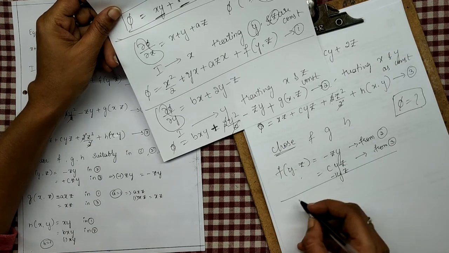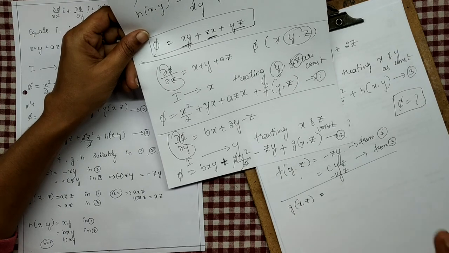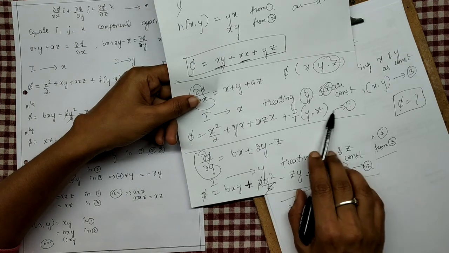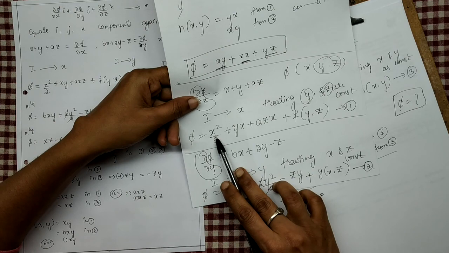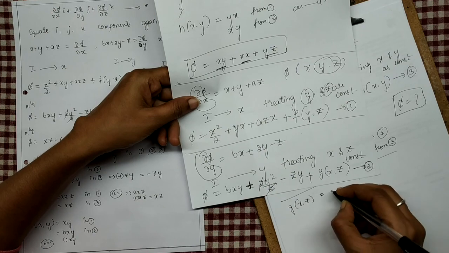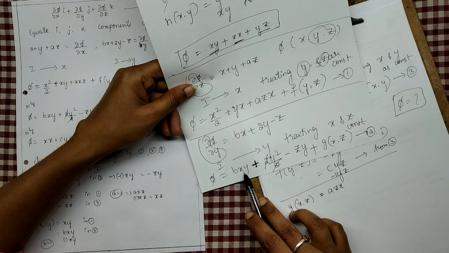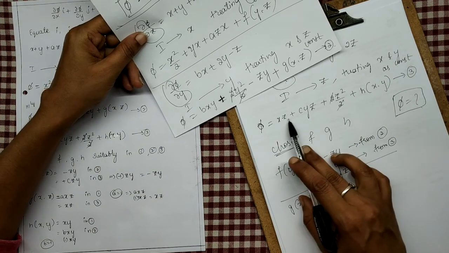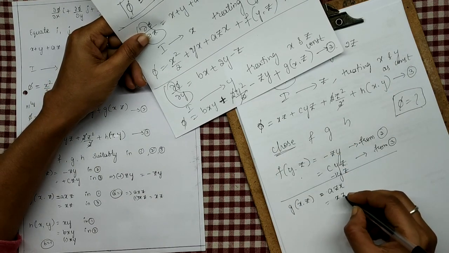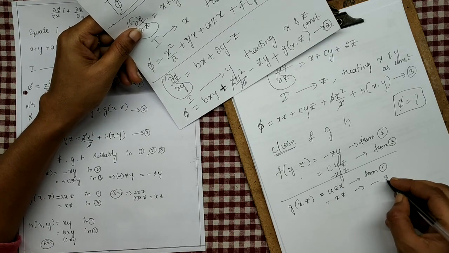Now next, g is a function of x and z. Let us choose a term which is purely a function of x and z. In the first equation, axz. In the second equation, xz, no, y is there, so it is not a term purely a function of x and z. In the third equation, xz is xz. This one is from 1, this one is from 1, and the next one is from the third equation.